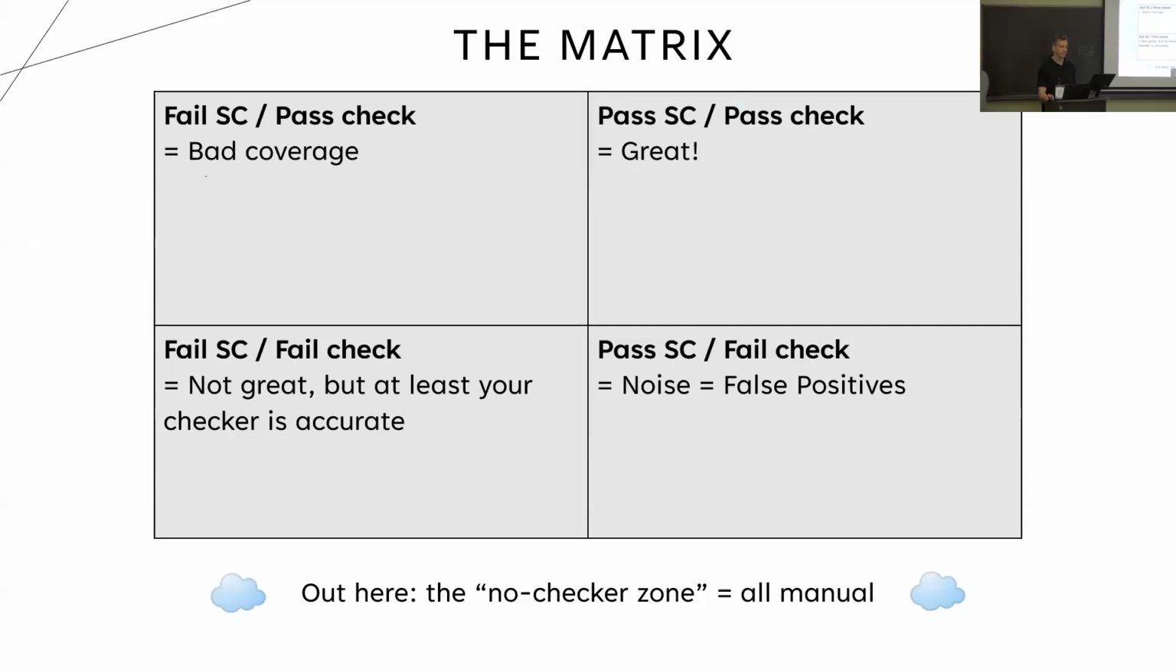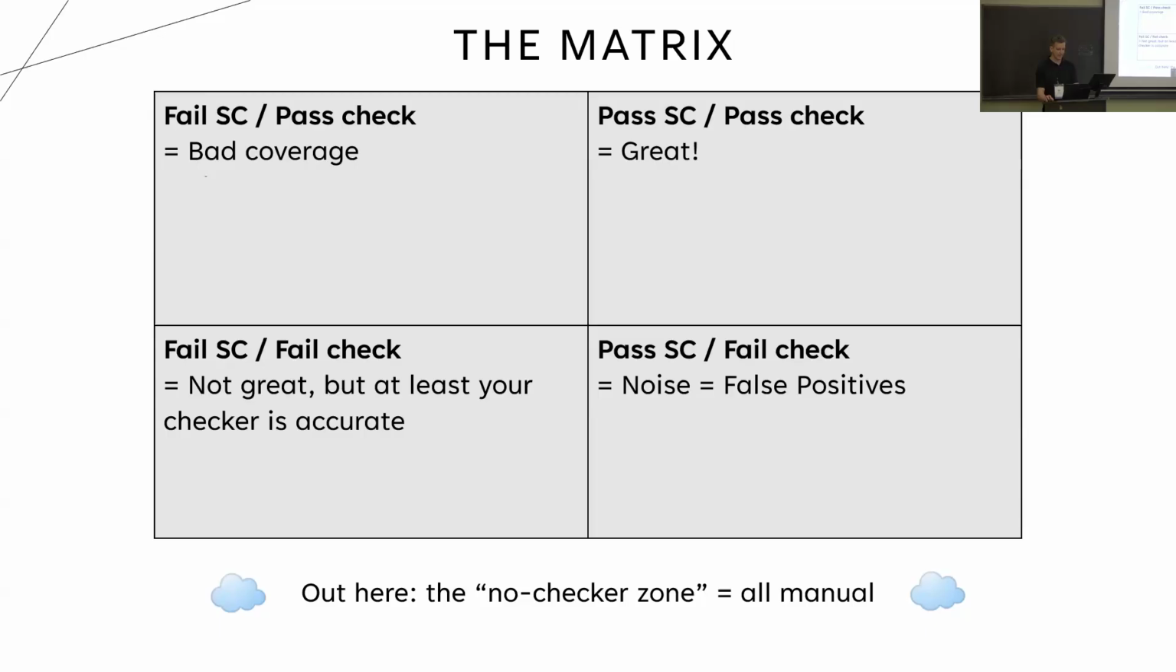Okay, so the next quadrant, failing the SC and passing the check. This is what we call bad coverage. So this is where you have a real accessibility problem on the page. You know it's true, or your manual auditor told you that it's a real problem. But the automated checker either gave it a pass or said nothing. And saying nothing is the same as a pass.